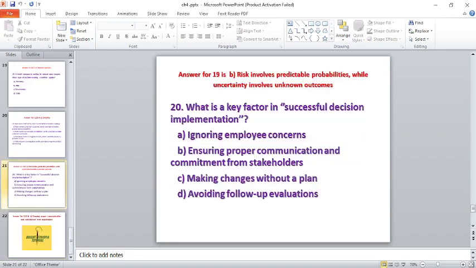Question number 20. What is a key factor in successful decision implementation? A. Ignoring employees' concerns. B. Ensuring proper communication and commitment from stakeholders. C. Making changes without a plan. D. Avoiding follow-up evaluation. The answer for question number 20 is B. Ensuring proper communication and commitment from stakeholders.